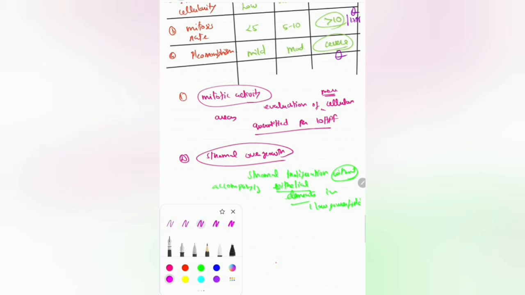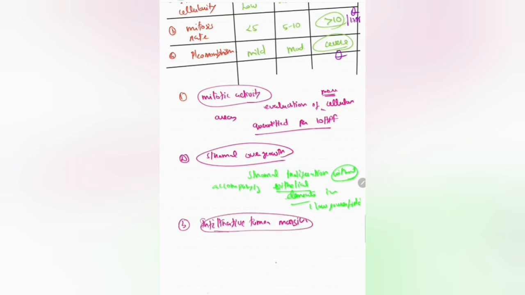Infiltrative tumor margin, what does it mean? It means that there are projections of your tumor stroma into your peritumor stroma or adipose tissue.